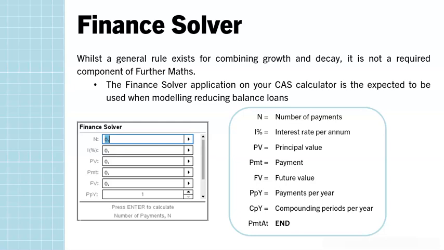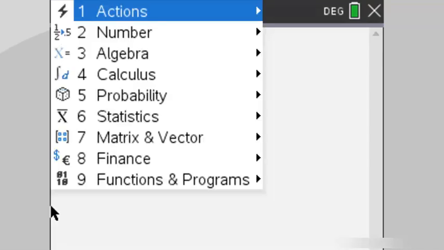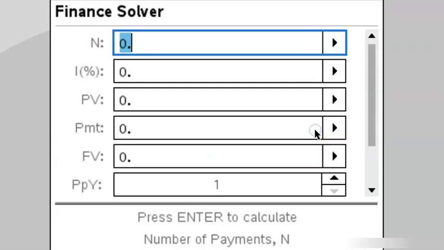So firstly, how do we get there? And what does each thing mean? From within our CAS calculator, we're on a calculator page. And from the menu, we're going into our finance menu and selecting the first one there, Finance Solver. And this brings up the application where we have a number of boxes that we can fill in.